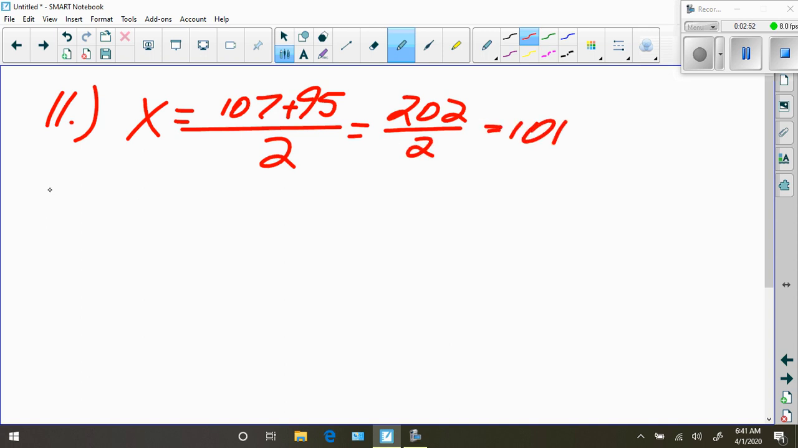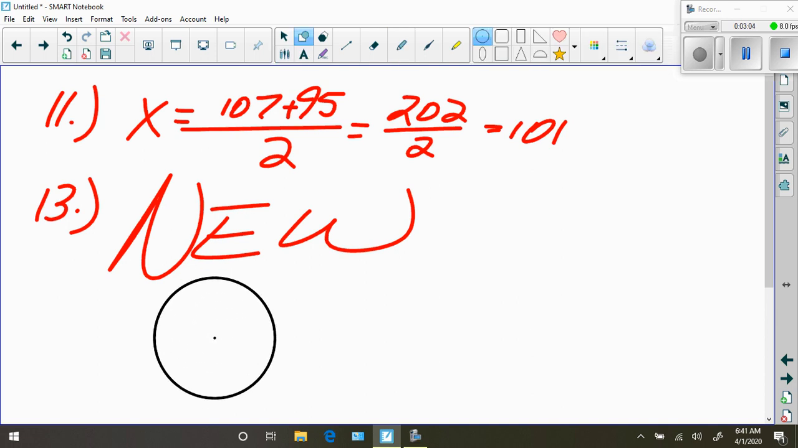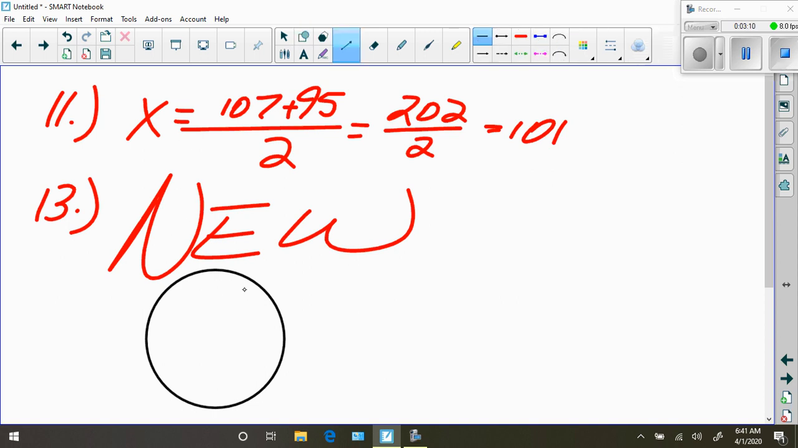All right. Number 13 is new. Okay. So here we go. Number 13's drawing. And yes, I know I said on the last problem, I don't need to do a drawing. But on number 13, I feel as though I should, just to give this problem a little props.